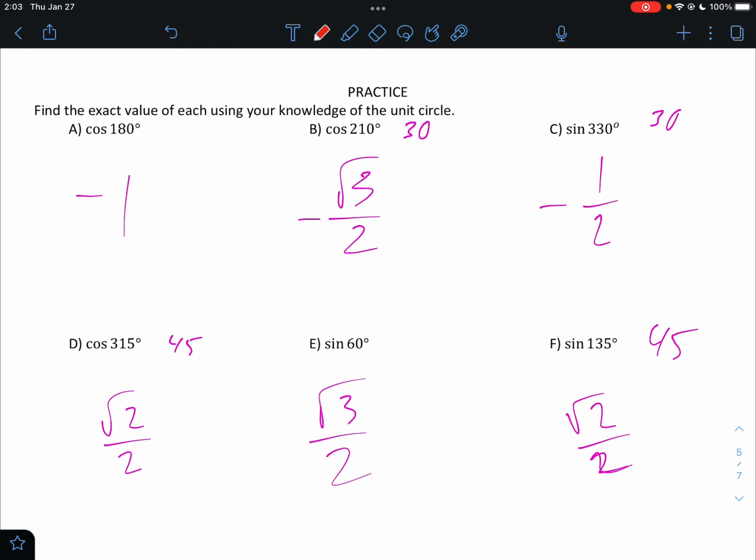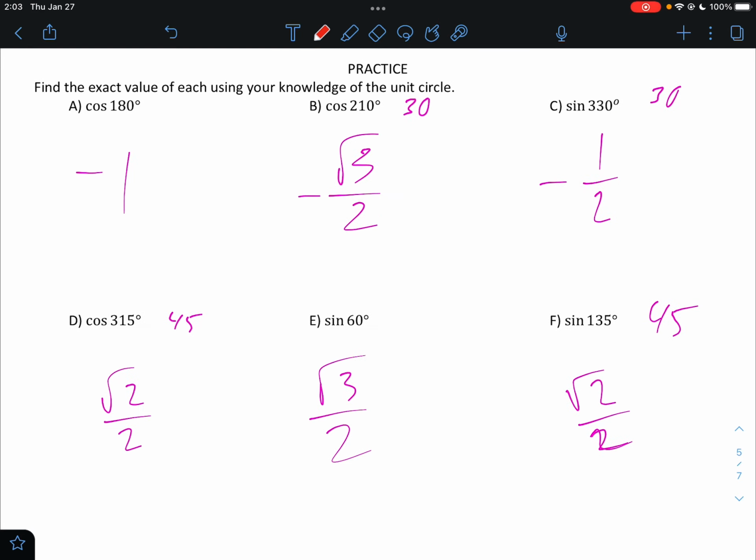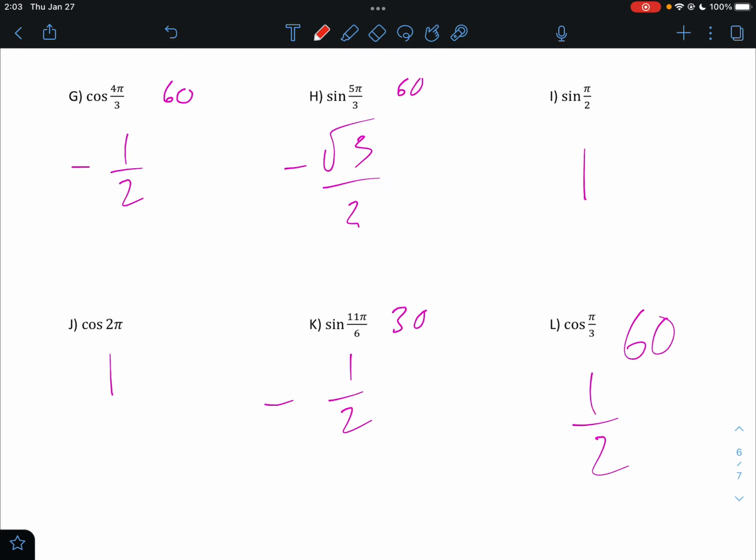Here are the answers to the first 6 practice problems, along with the reference angles written next to them. And the answers for the last 6 with the reference angles written next to them.